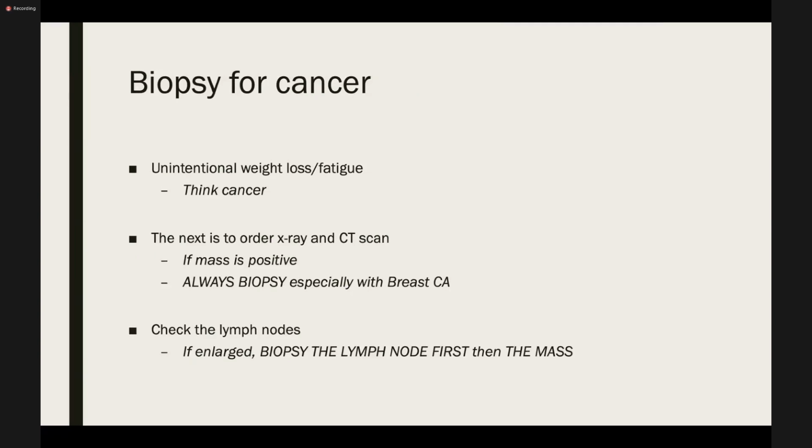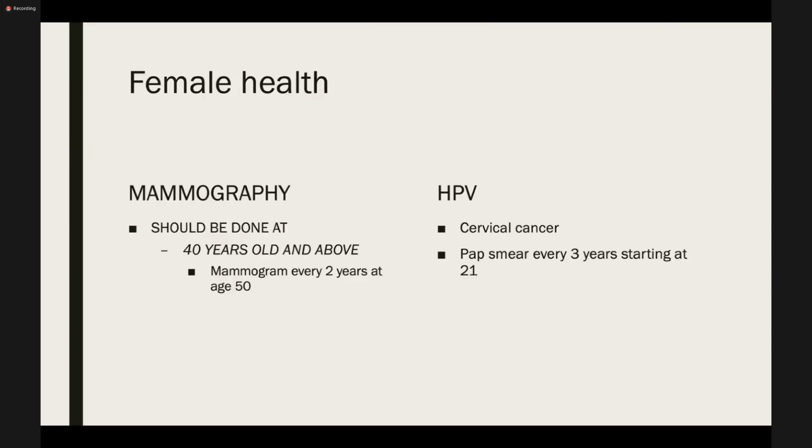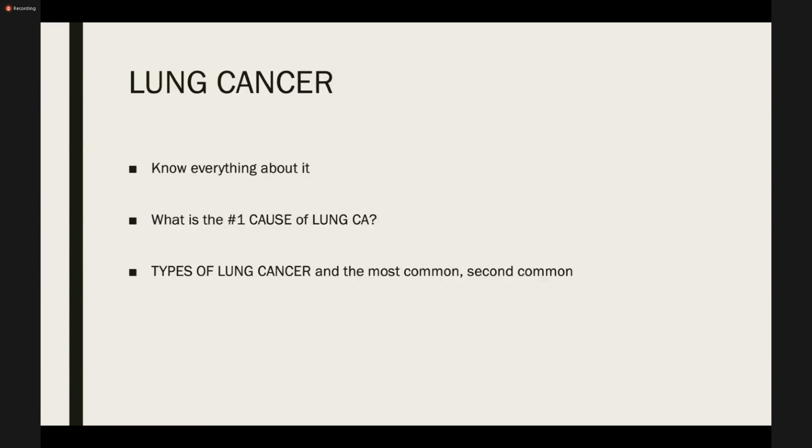So when you have a patient that's got unintentional weight loss, think of cancer, right? You want to order X-ray, order CT, and especially when you have a patient that's got a positive mass in their breast, you want to do a biopsy. Biopsy is the main goal here, and also check their lymph nodes, right? So mammogram, you want to start at age 40 and above, and do it every 2 years. People with possible cervical cancer, you want to give them a vaccination for that. Okay. With lung cancer, your number one cause is smoking, and the number one type of cancer is adenocarcinoma.